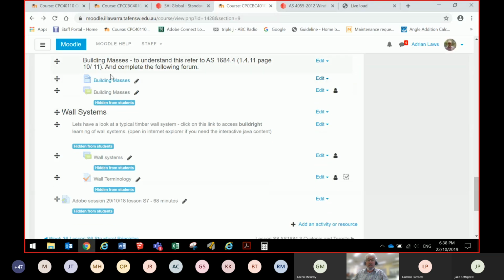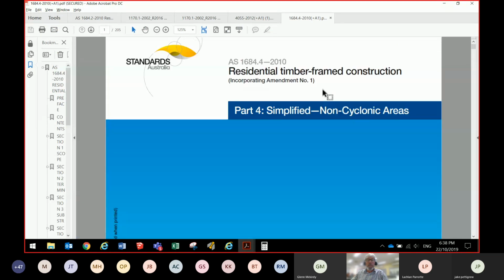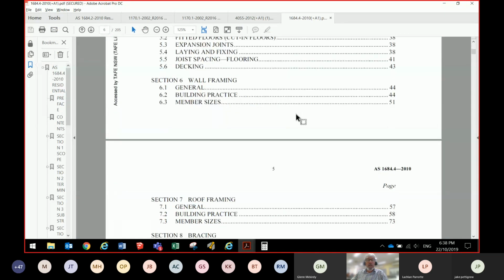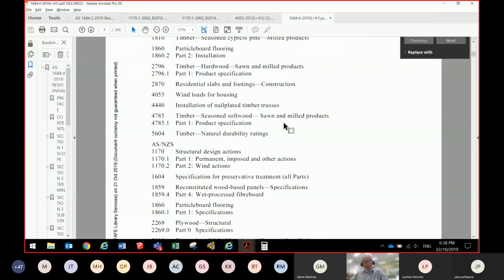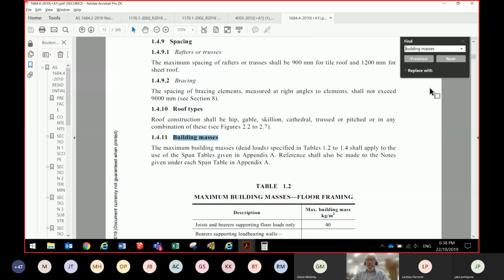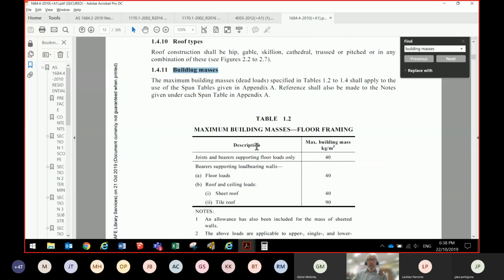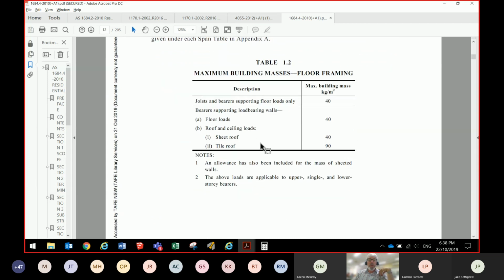But if I go to page 10 and 11 on this one, duck down here to page 10 and 11, we've got building masses. I'll just do a quick search for it. I think that's where I found it. Yep. So here's your building masses, and in the Australian standard, it gives us the building masses that this standard applies to, and we've got table 1.2. This is pretty specific. It tells us that joists and bearers supporting floor loads only have an approximate building mass of 40 kilograms per square metre. We can convert that back over to kilonewtons and use that in our table if needed.